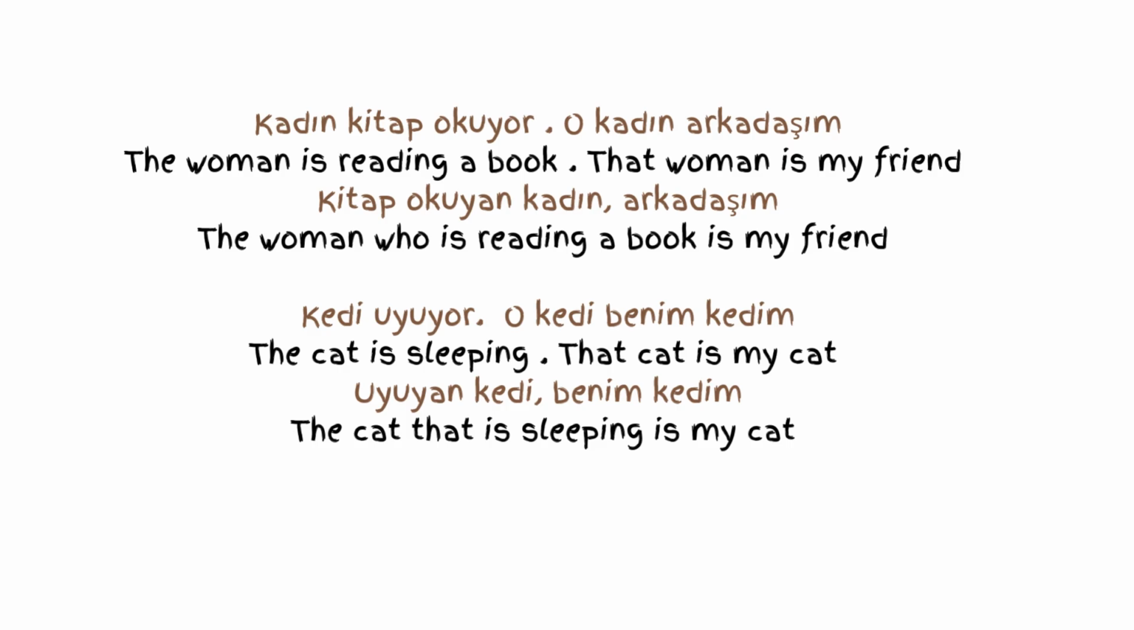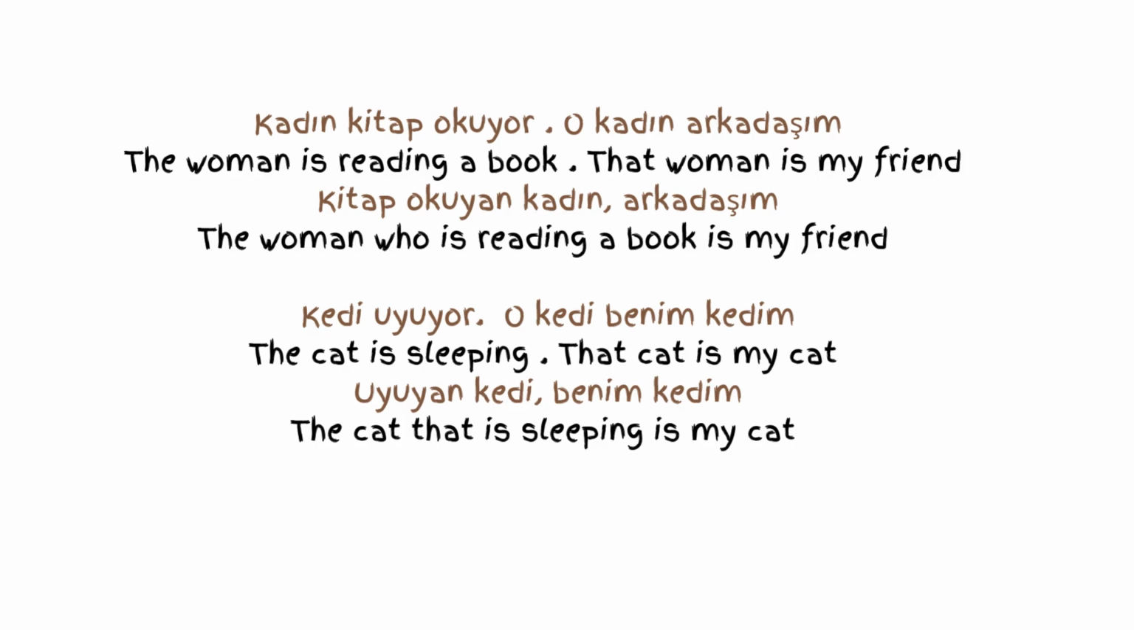Kedi uyuyor. The cat is sleeping. O kedi benim kedim. That cat is my cat, is mine. Again, we have two sentences with the same subject. One is describing doing an action. The second sentence is describing something related to the subject. I need to combine them together in a shorter way. I'm going to begin with the object. I don't have an object here. I have kedi uyuyor. That's it.